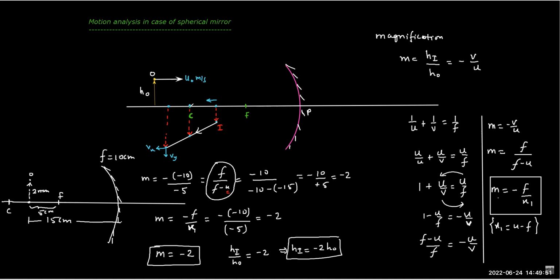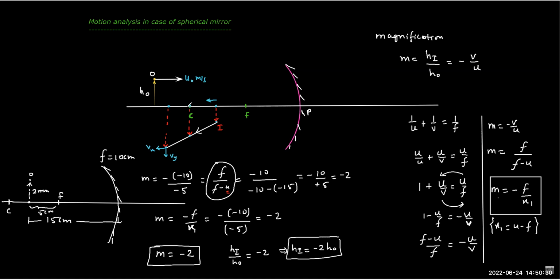So only when the object lies on the principal axis, the magnification part will never work, because m needs some h naught to magnify. If h naught is 0, you cannot magnify anything. Understood? So it will never go away from the principal axis. It will remain on the principal axis no matter what. And if 0 is magnified infinite times, it remains 0, because 0 into any number is 0. So even if the magnification is infinity, it really doesn't matter. Understood?